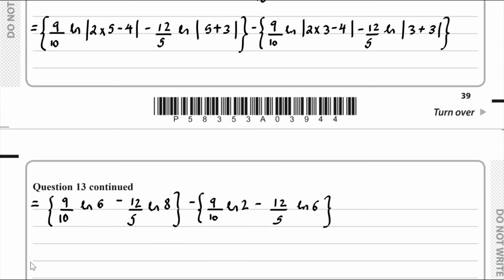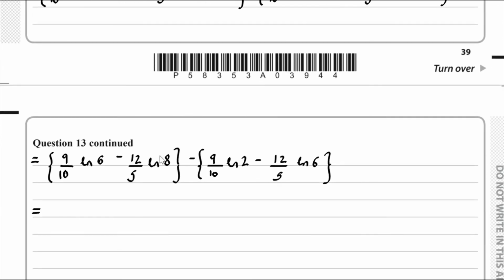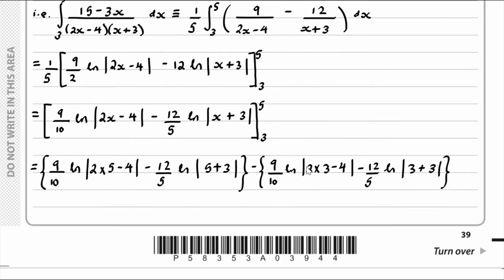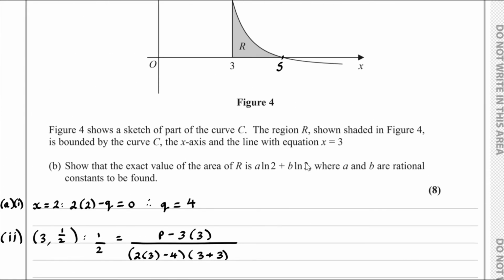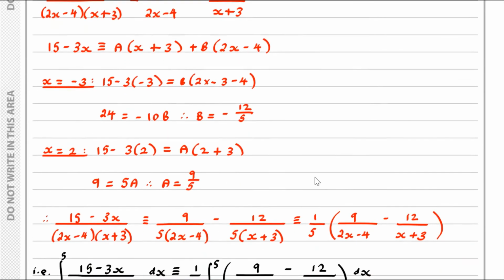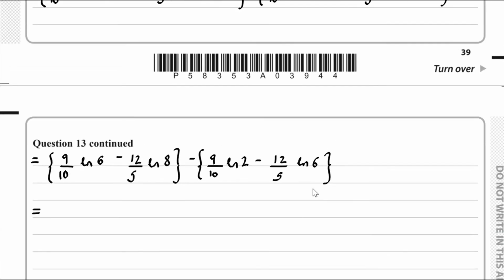Okay, so if we simplify even further, I need to make this a bit more clear. In the question, we were told that we want to show the area in the form a times the natural log of 2 plus b times the natural log of 3. So the way we can do this is as follows.